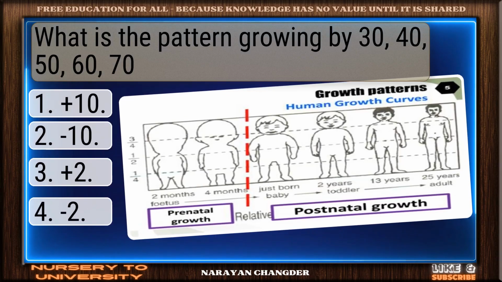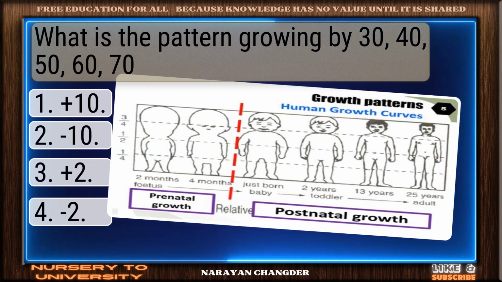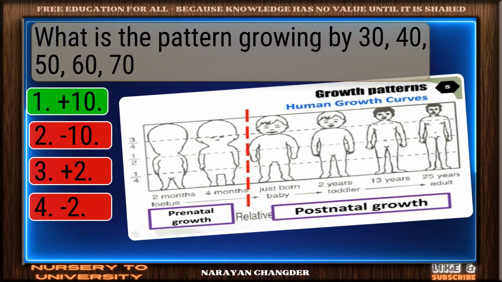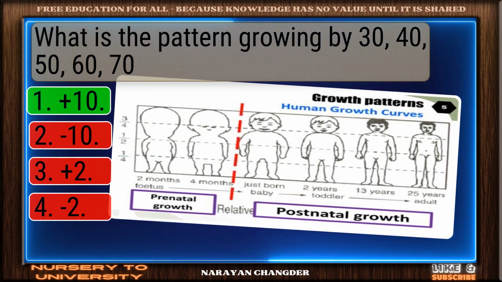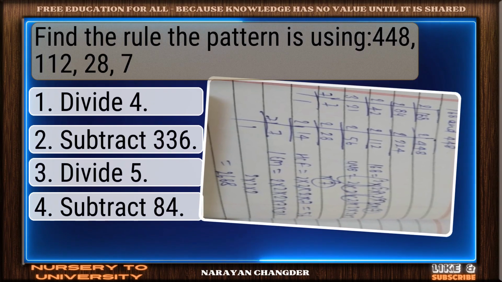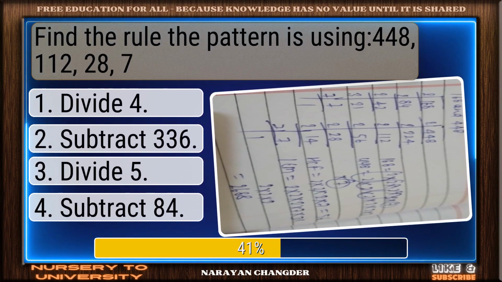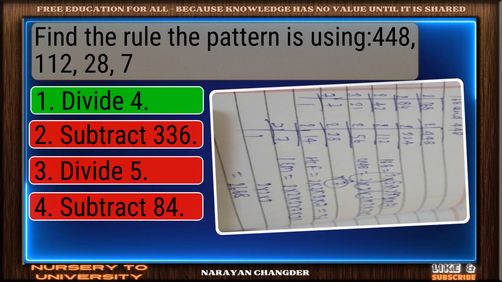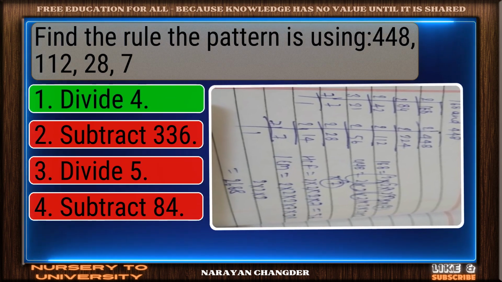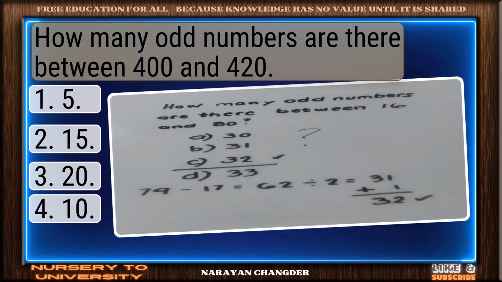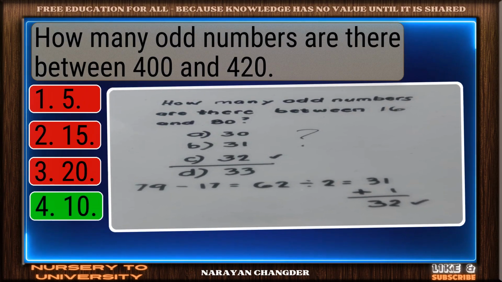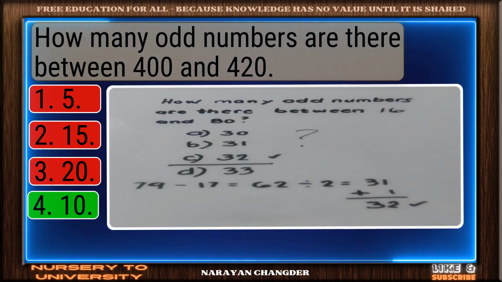What is the pattern growing by 30, 40, 50, 60, 70? You got it. Your choice +10 is right. Find the rule the pattern is using 4, 48, 112, 28, 7. Nice work. You chose divide 4 and it is correct. How many odd numbers are there between 400 and 420? Good thinking. 10 is the right answer.